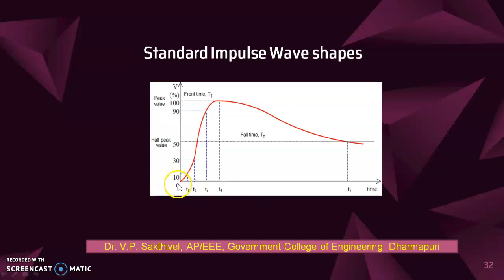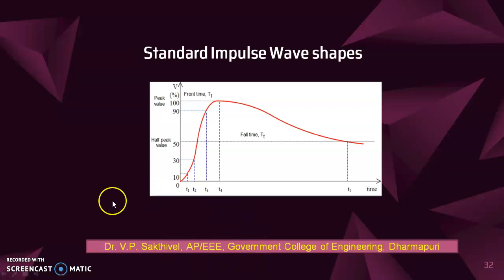Here you see that this is the wave front, up to T2. This up to T2 represents the wave front, then the remaining portion represents the wave tail. Then here we have to explain two terms, two different times. One is the front time, then another one is the tail time.